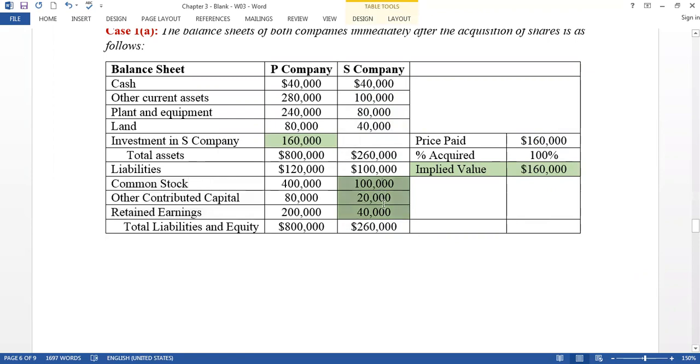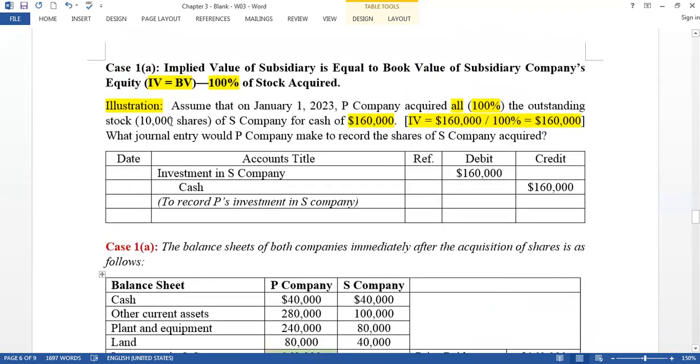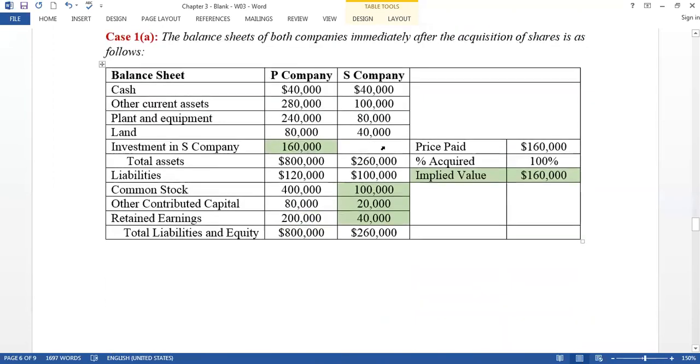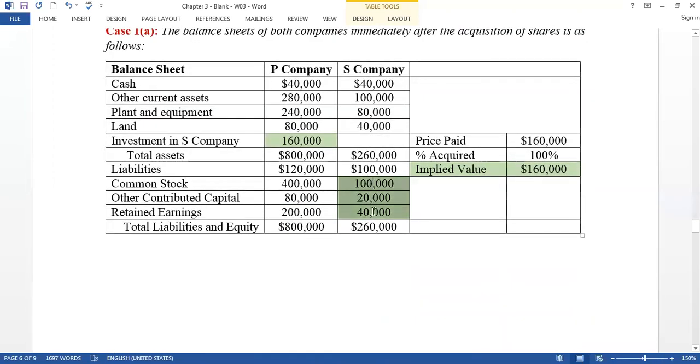These three accounts. This is the common stock, right? Because you acquire 100%, 10,000 shares of the subsidiary company. So the book value belongs to here. Book value belongs to here. So here we don't have any other information for the book value. So how to calculate the book value here?